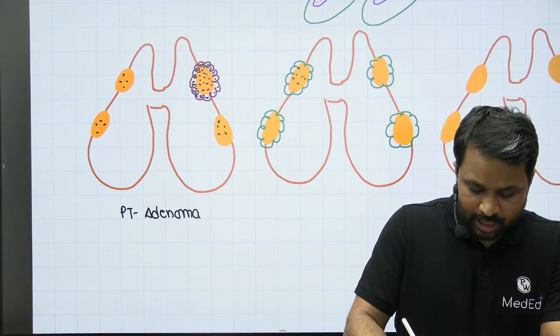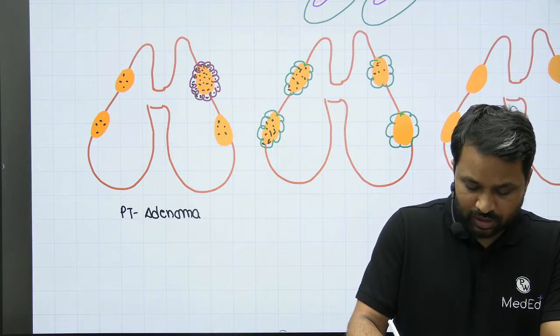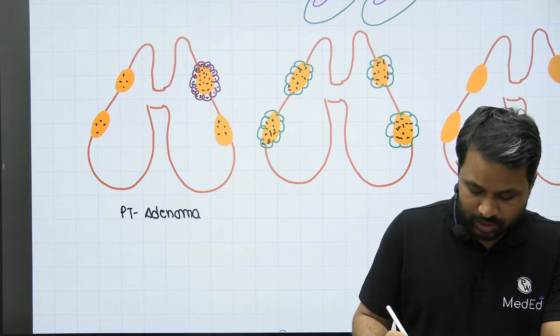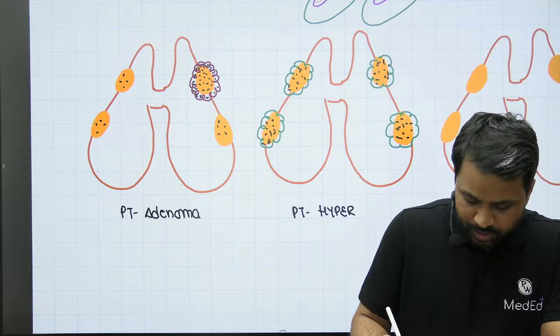In parathyroid hyperplasia, you will see all 4 glands have a hyper uptake. If all 4 glands have hyper uptake, this is what we call parathyroid hyperplasia.